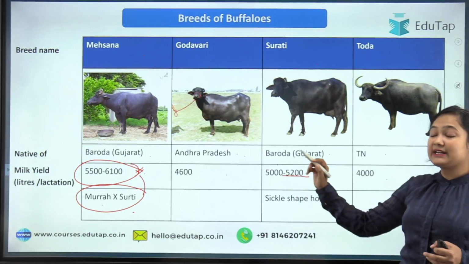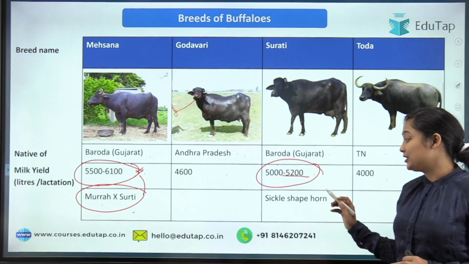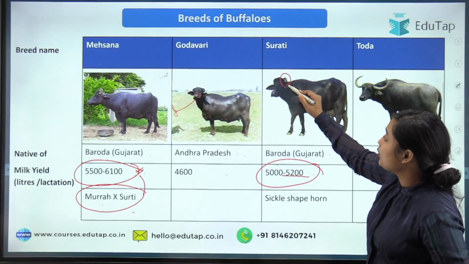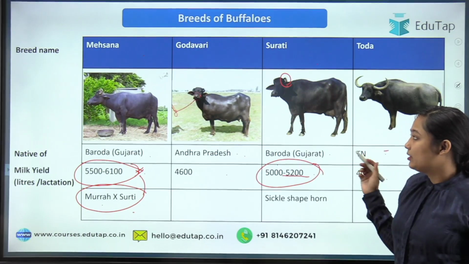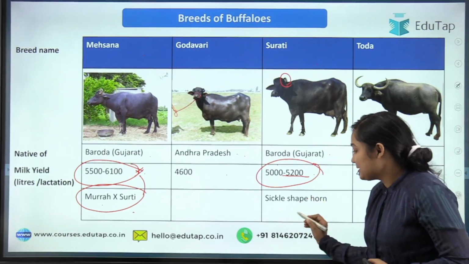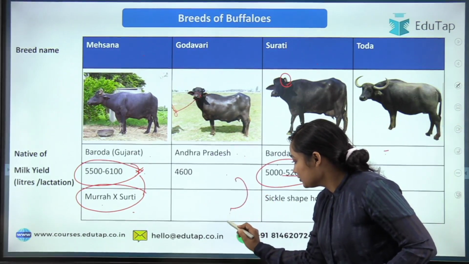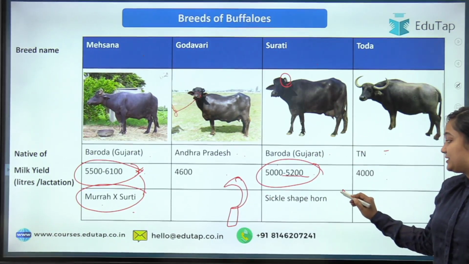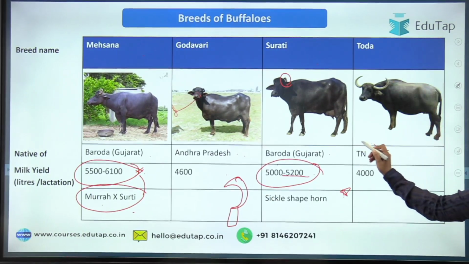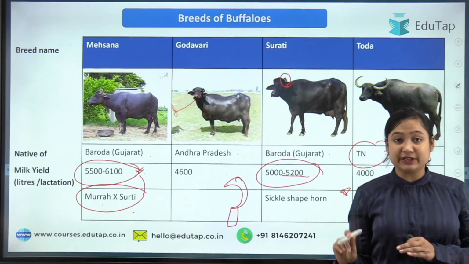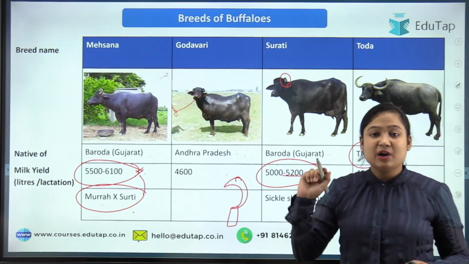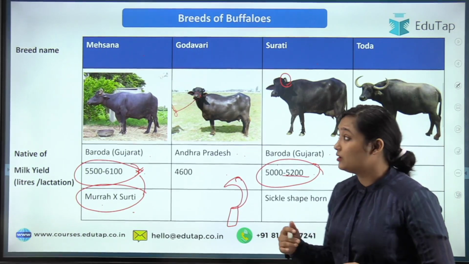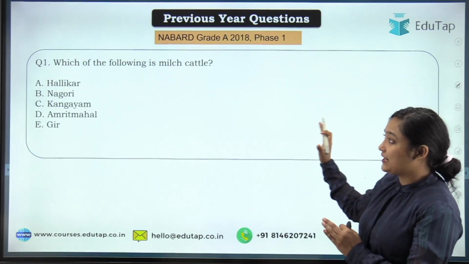Then talking about Godavari, its origin is Andhra Pradesh, milk yield you can see. Then Surti comes from Gujarat, and the milk yield is around 5,520. But what is important in the case of Surti is that its horns are totally different from other kinds of cattle. What are these horns like? They are sickle shaped, like our sickle, see, this is our sickle. So it looks like a sickle-shaped horn. This feature is important, that's why I have mentioned it. Talking about Toda, it comes from Tamil Nadu, and milk yield is 4,000 liters per lactation. If you can remember this much from every breed, that will be more than enough for your NABARD examination. No need to go crazy on the questions or the data.